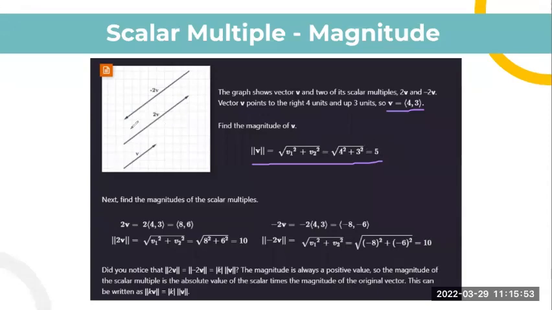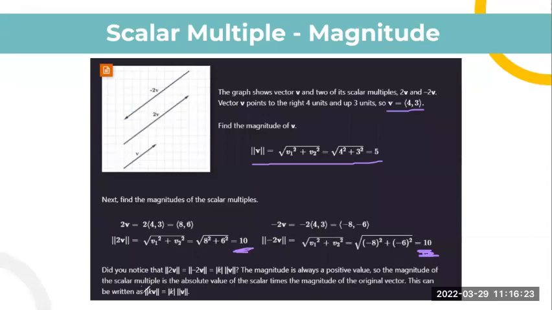And then if we compare that to 2v and negative 2v, as you might predict, it's just going to be twice. So 2v has a magnitude of 10, negative 2v has a magnitude of 10. And remember, magnitude is always, always positive. So it doesn't matter that we're multiplying this second vector by a negative scalar. Magnitude is always positive, because again, magnitude is just the length of that line.